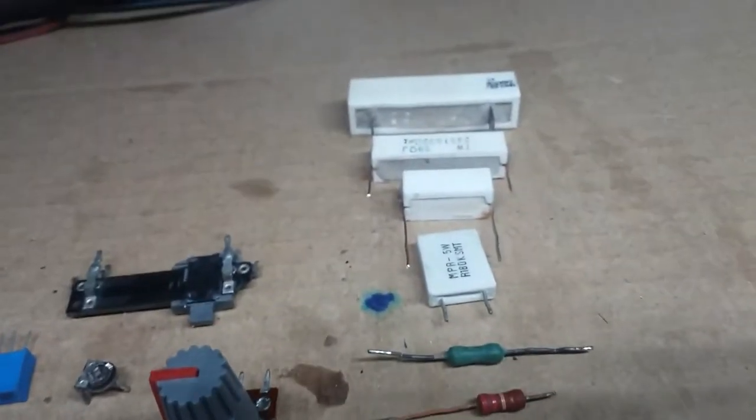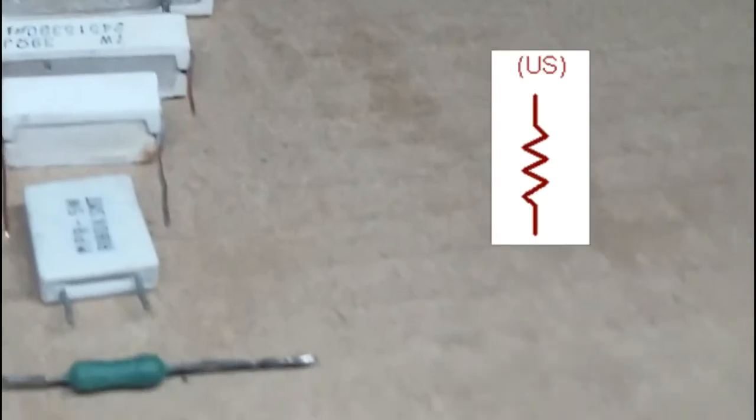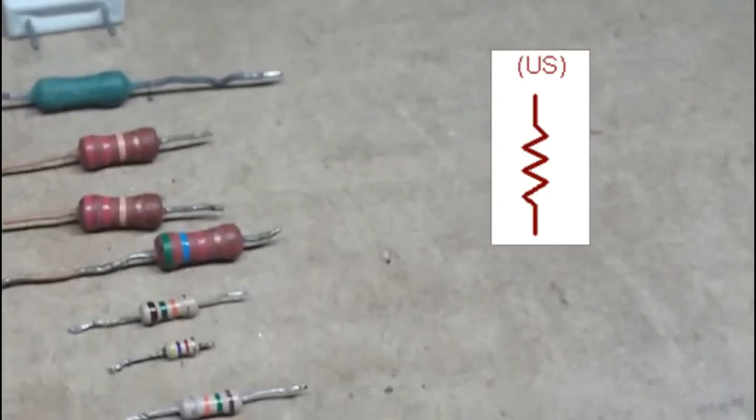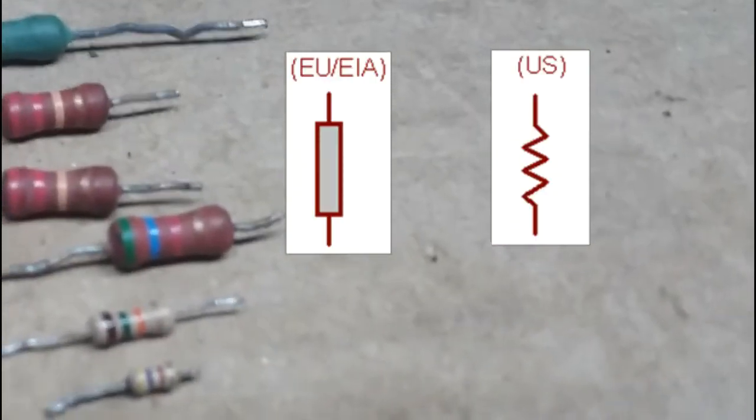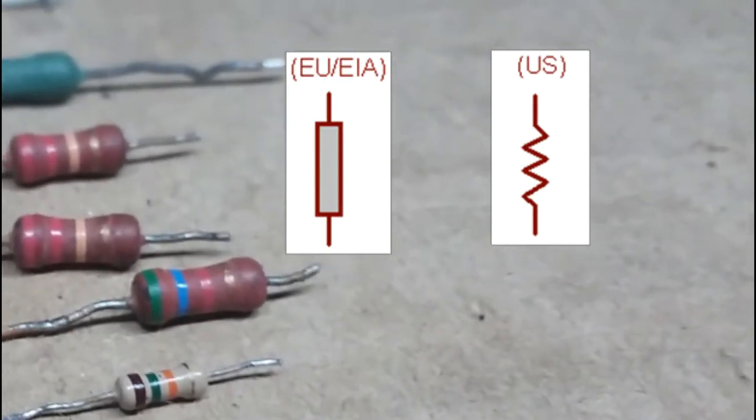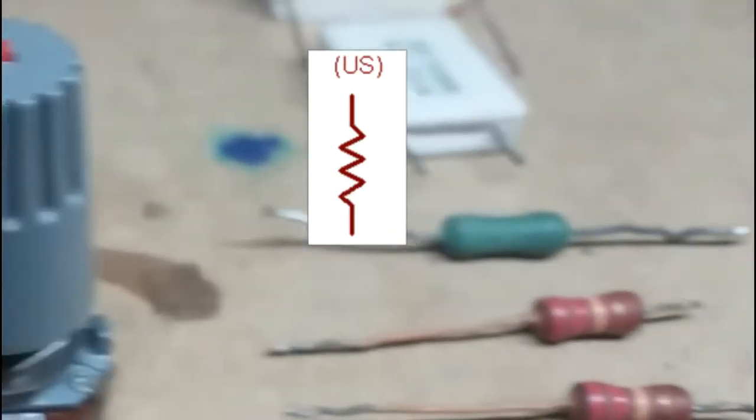There are two symbols of a fixed resistor. In North America, they use this symbol, but in Europe or other countries, they use this symbol. In our country though, we use this.